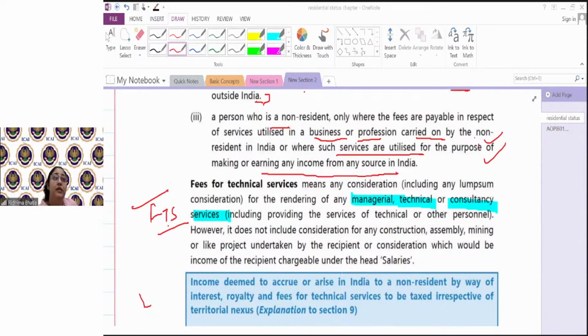Suppose that interest income you deposited in an Indian bank and now you're earning interest on that, then it is taxable in India because it is income from a source in India.